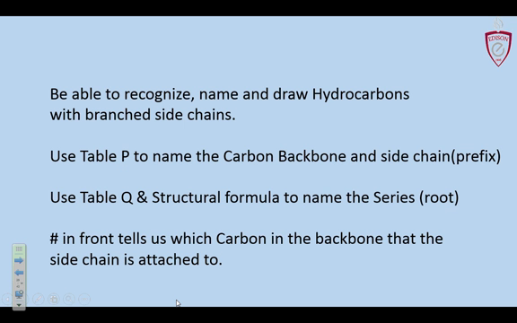So here we go. Recognize, name, and draw hydrocarbons with branched side chains. This goes into our nomenclature piece. Yep. Table P helps us with our backbone, how many carbons. Table Q tells us about the homologous series, the root, if it's a double, single, or triple bond. And then the number in front tells us where that difference is. Wherever there's something that varies from the basic straight-chain alkane, the number tells us where that particular variance is.